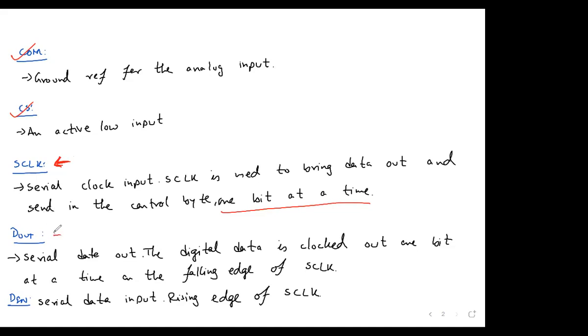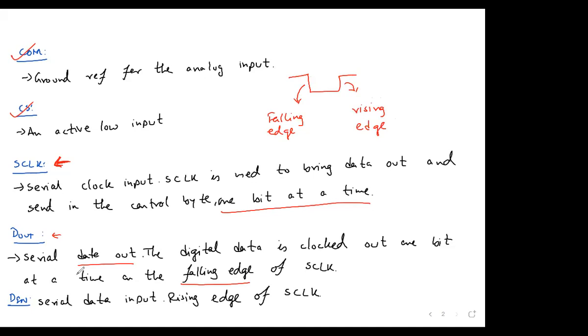Say for example, this is the D output, which is used for data output. How can we send the data output? The digital data is clocked out 1 bit at a time at the falling edge of the serial clock. Do you know what the meaning of a falling edge is? Anyone? High to low. Exactly, high to low, 1 to 0, whatever you say, exactly the same thing. So this portion is known as your falling edge, and this one is known as your rising edge. So this is the convention.